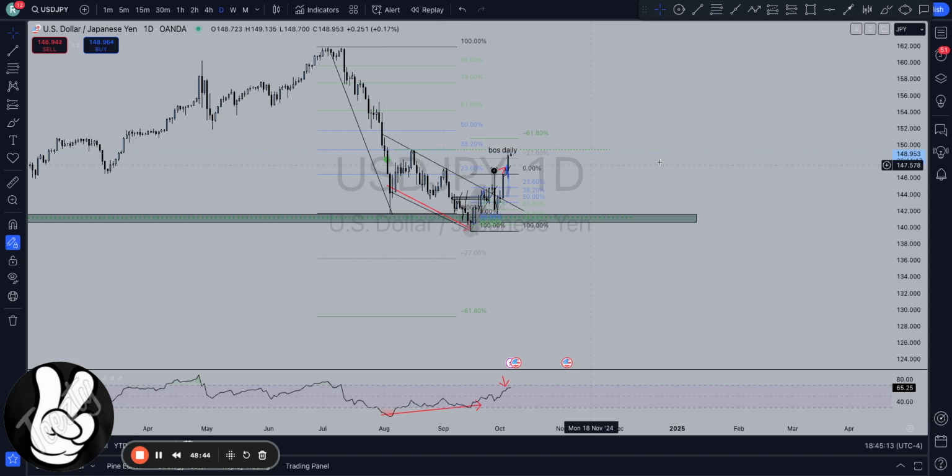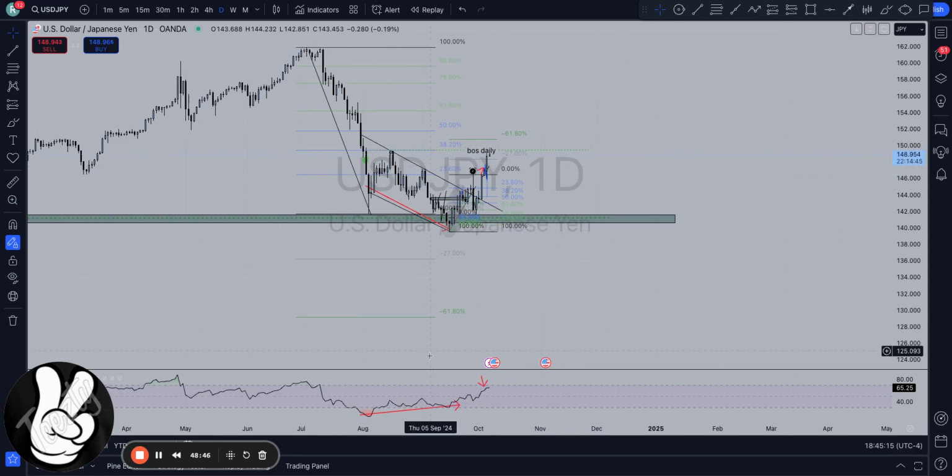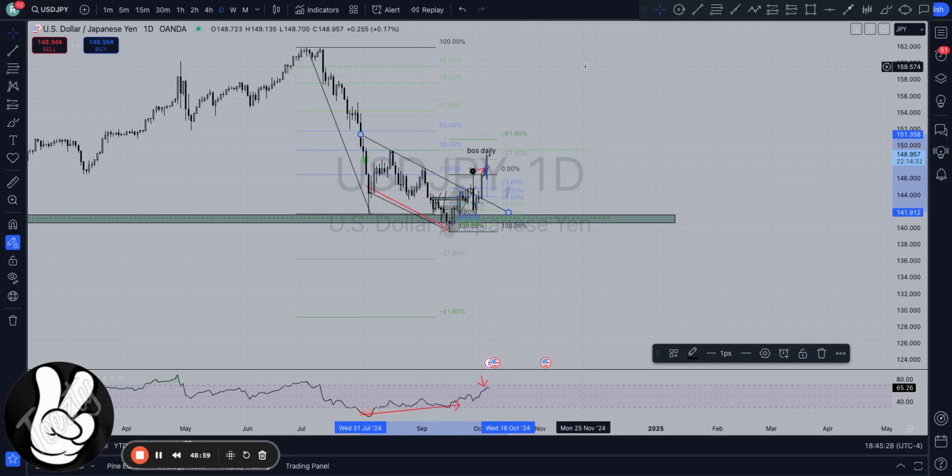Well, price never got a really clean retest right here, but we did have a descending channel with divergence right here. And so once price breaks this right here and then comes back to retest these trend lines, then I can see it going up long term.